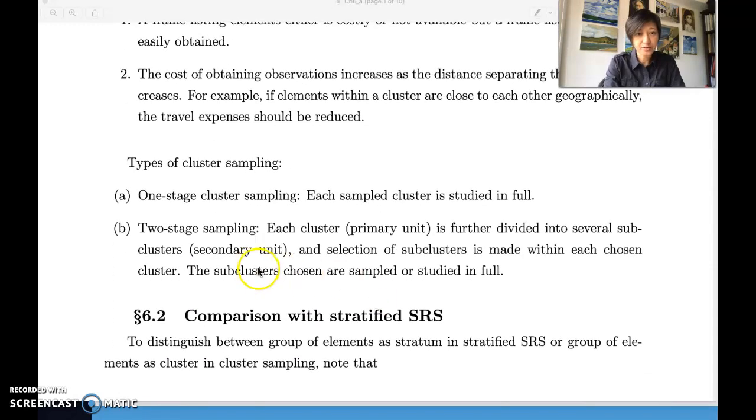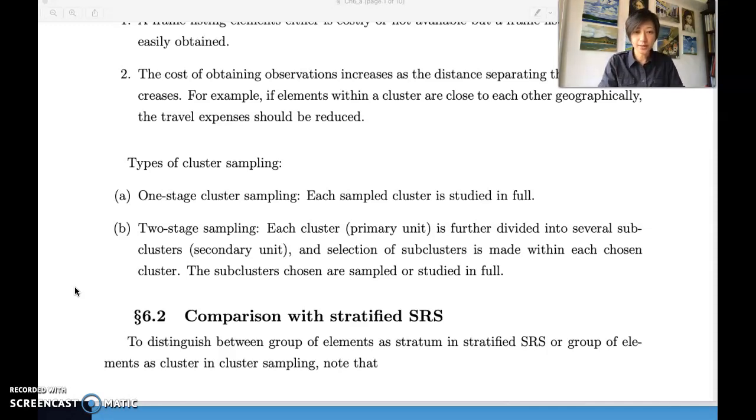Types of cluster sampling. Up to this point, what we have described is one-stage cluster sampling. Like I said, we have a population, and we divide that into different clusters. If we decide to just choose some of the clusters to be included in my sample, that would be one-stage cluster sampling, because each of the clusters selected would be studied in full. We collect each of the oranges' data within the tree.